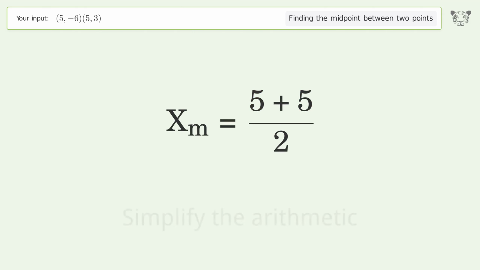Use the y values in the midpoint formula to find the midpoint's y. y1 equals negative 6. y2 equals 3. Simplify the arithmetic.